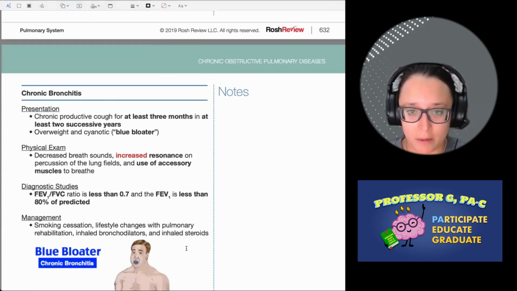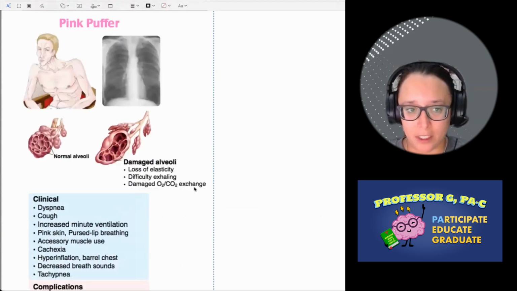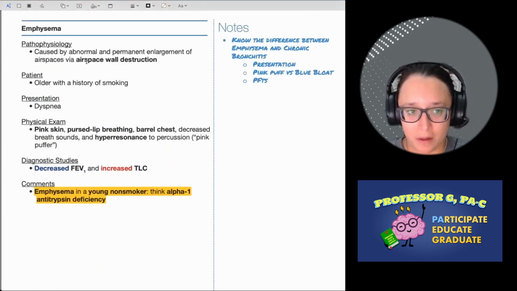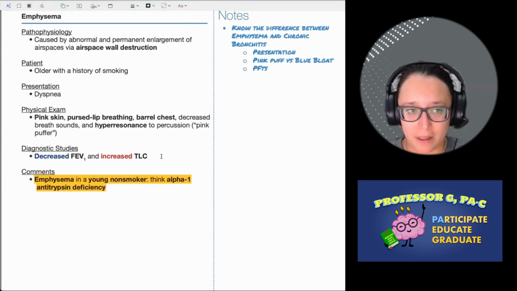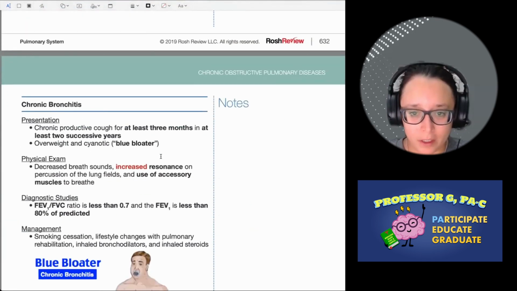So moving on, chronic bronchitis is the other. Oh, and emphysema is a kind of pathologic diagnosis. I mean, the diagnosis is made by the destruction of the tissue. Okay, going on to chronic bronchitis.